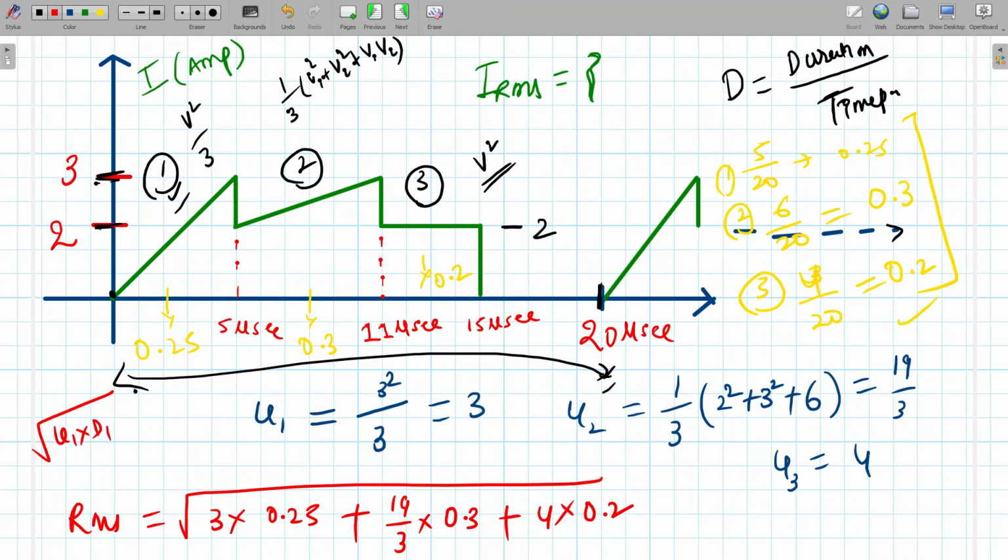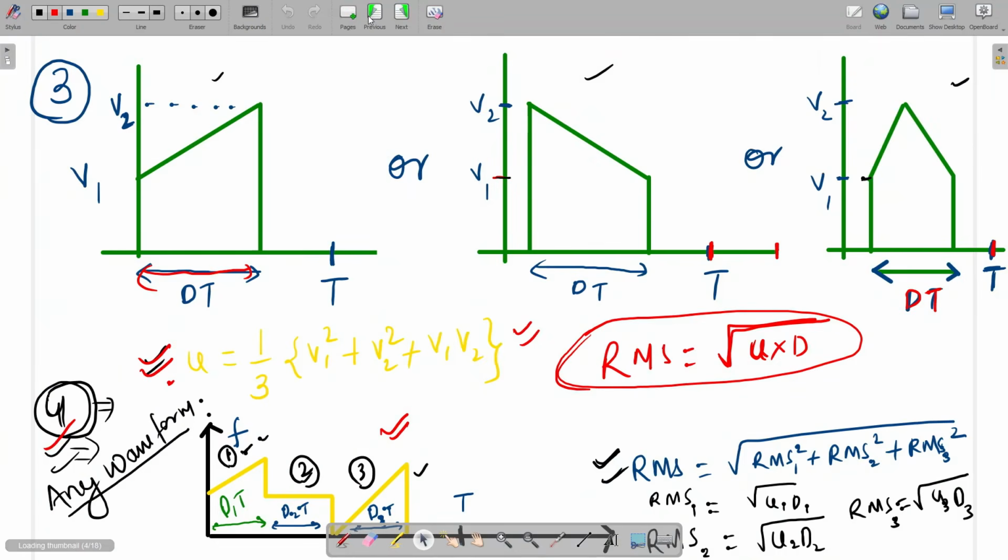Okay, let me calculate. Sir, I have a doubt in this. Okay, ask. In U2, the denominator term, will it depend on the number of waves? Which one? This 1 by 3, for this second wave. The formula was 1 by 3. See here, 1 by 3.